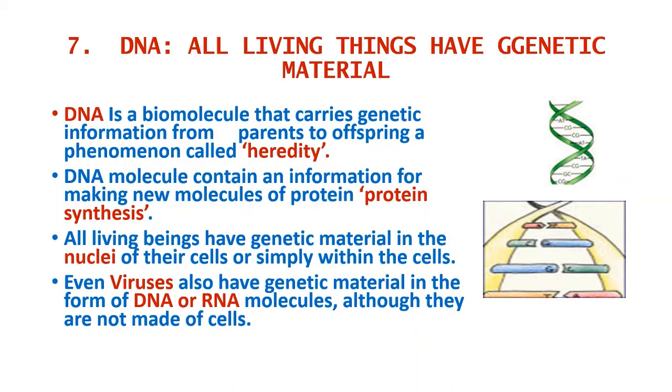Then the seventh character is DNA, that is deoxyribonucleic acid. It's a genetic material. All living things have genetic material. DNA is a complex biomolecule which carries genetic information. And this DNA material is transferred from parents to offsprings. This phenomenon of transfer of genetic material or transfer of genes is called heredity.